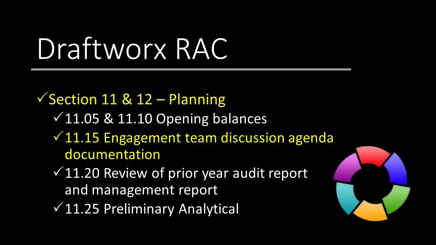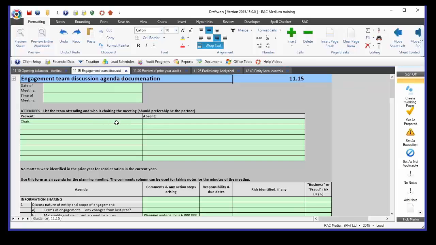Now 11.15 is the engagement team discussion. It's an agenda document basically giving you an outline of what items to discuss before the audit commences. There is a requirement to go and have a meeting with your team, discuss various matters specifically related to fraud, and this document gives you a few agenda points to go and discuss at this meeting.